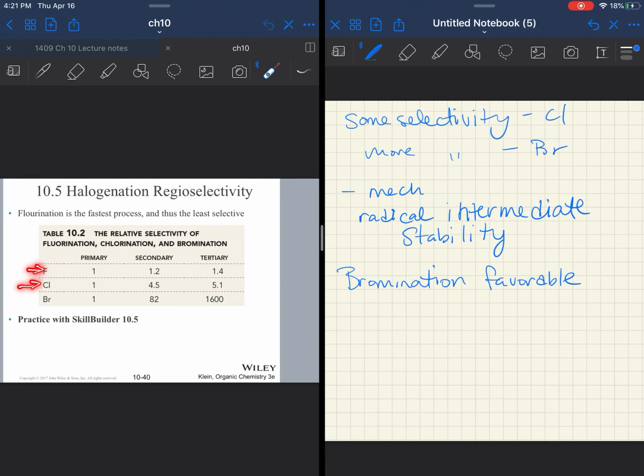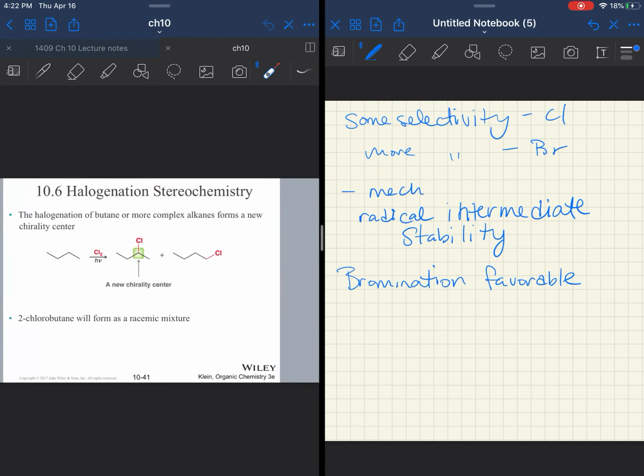And this is just comparing the selectivity of different halogens. Fluorine, almost no difference. So you would get a lot of all of the possibilities depending on what you're adding the fluorine to. Chlorine, you do get preference for tertiary, but the difference between these two isn't huge, so you would likely get a mixture. Then, of course, by the time you hit bromine, you're getting much preferred regioselective, what's the word? Halogenation to that more substituted part.